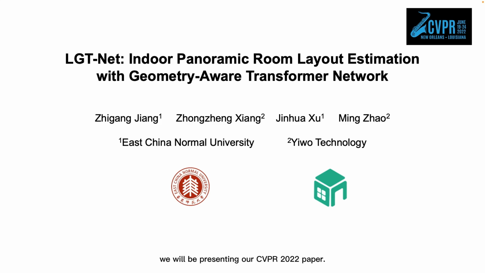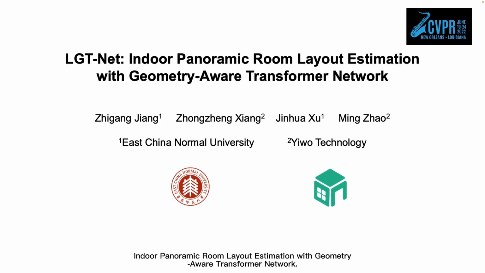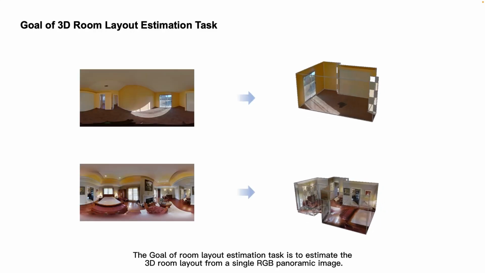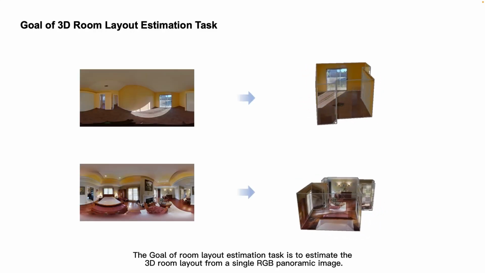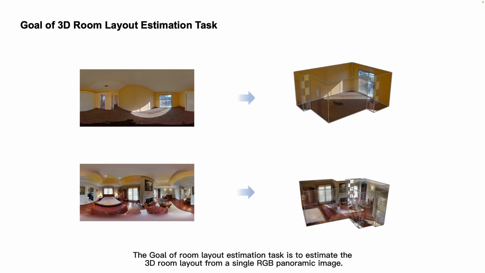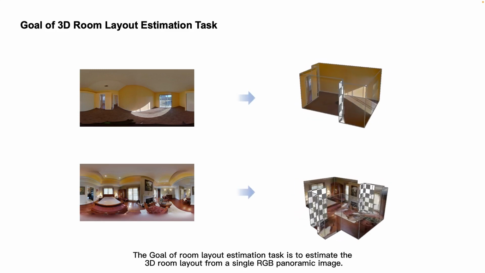In this video, we will be presenting our CVPR 2022 paper, LGT-Net: Indoor Panoramic Room Layout Estimation with Geometry-Aware Transformer Network. The goal of the room layout estimation task is to estimate the 3D room layout from a single RGB panoramic image.